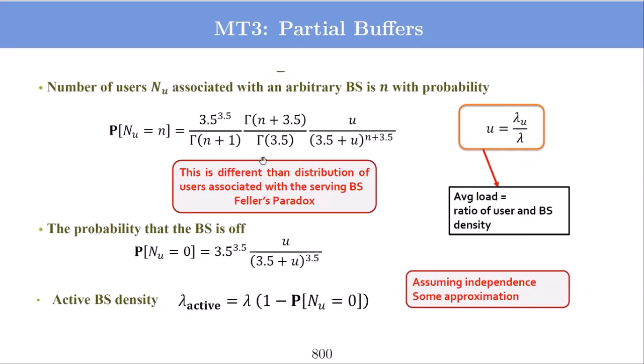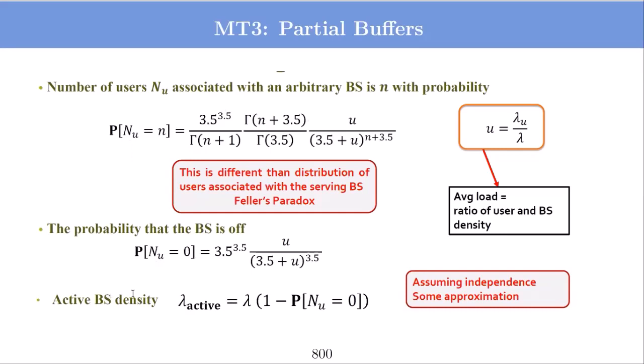Okay, and this is different than the distribution of users associated with the serving base station, which is the tagged base station. Okay. So we have shown the formula for that in the rate coverage probability. What is the distribution of users in the tagged base station? But this is for a typical base station. This is the user distribution. So the probability that the base station is off is the probability that N_u is 0. So the probability that N_u is 0 can be computed by just putting n equal to 0 here, which is given by this. So the active base station density will be given by lambda into 1 minus P0, which is given by this.